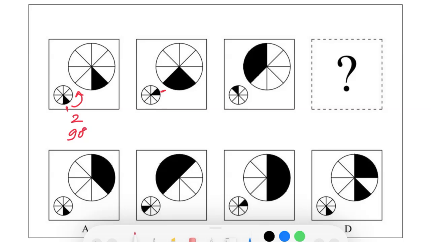Okay. Similarly, from here, it moved here. So this again, we can call two-step movement or 90-degree. So again, it will happen two steps in 90-degree. Therefore, it will come somewhere here.